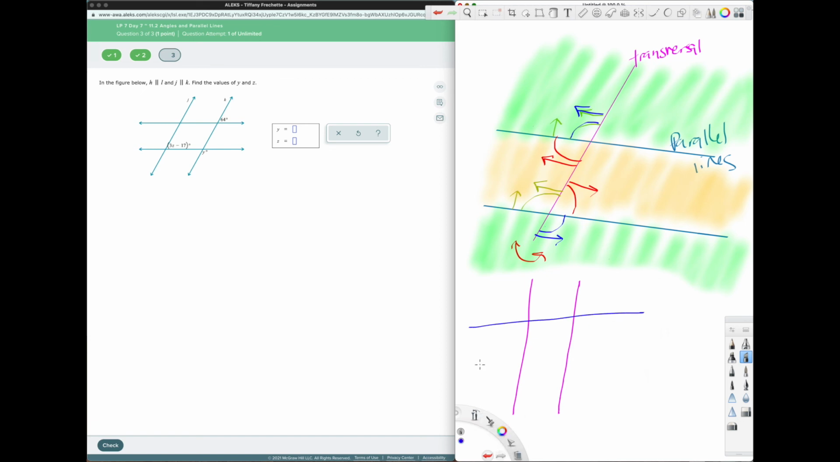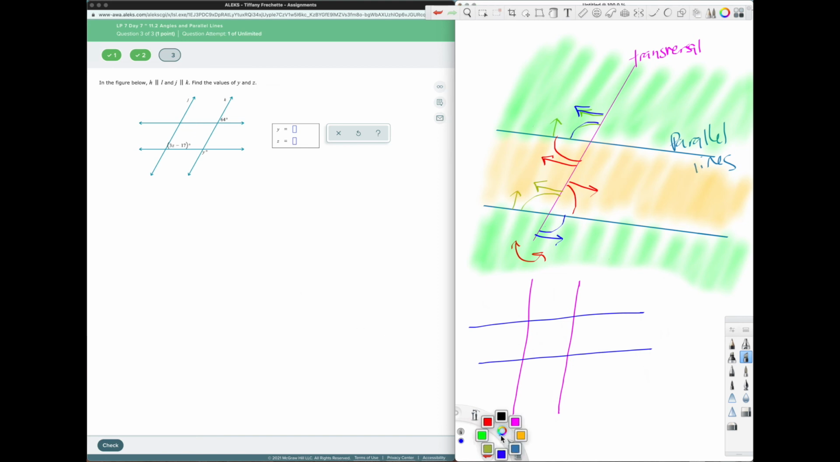parallel. If I'm looking at the 2 blue ones, either one of the pink ones is a transversal. If I'm looking at the 2 pink ones, either one of the blue ones is a transversal. Just depends on which lines I'm looking at there. So it does become a little bit more complex when we have all of these extra pieces in here.